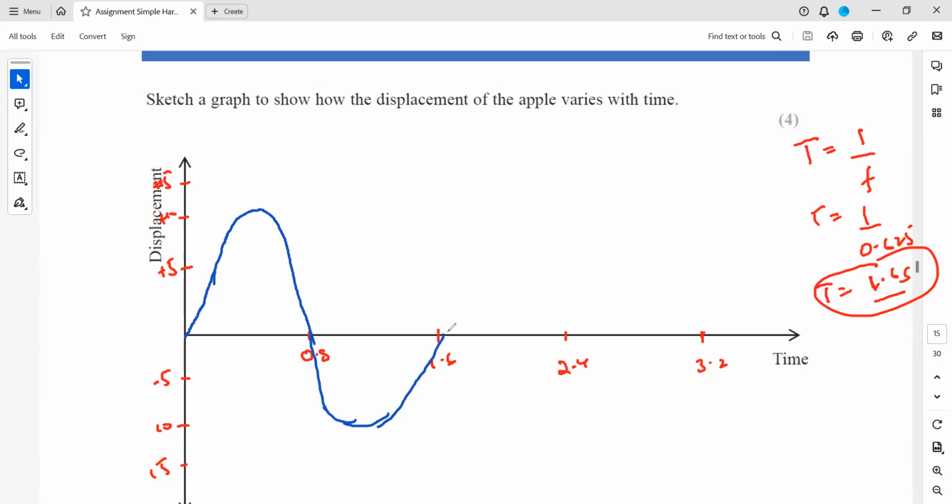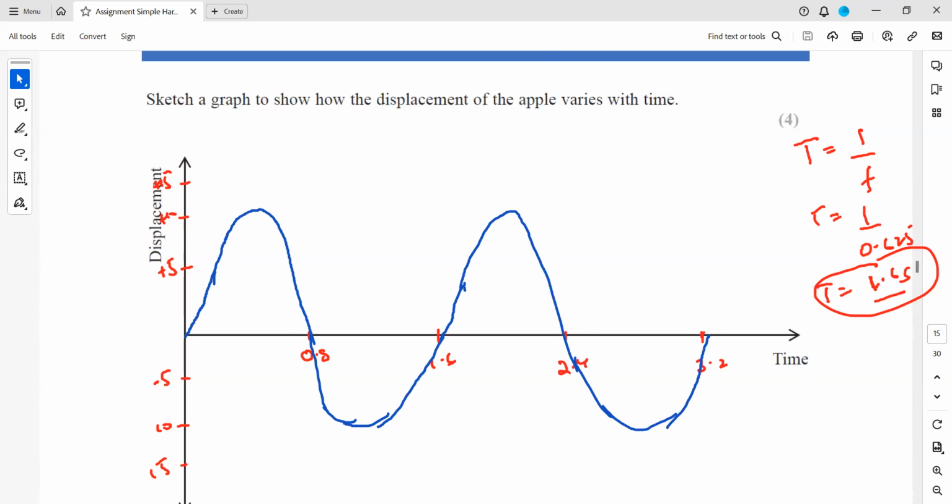+10 and -10, it will finish at 1.6, and then +10 and -10, and it will complete in again 0.8. So this is the graph you have to sketch.